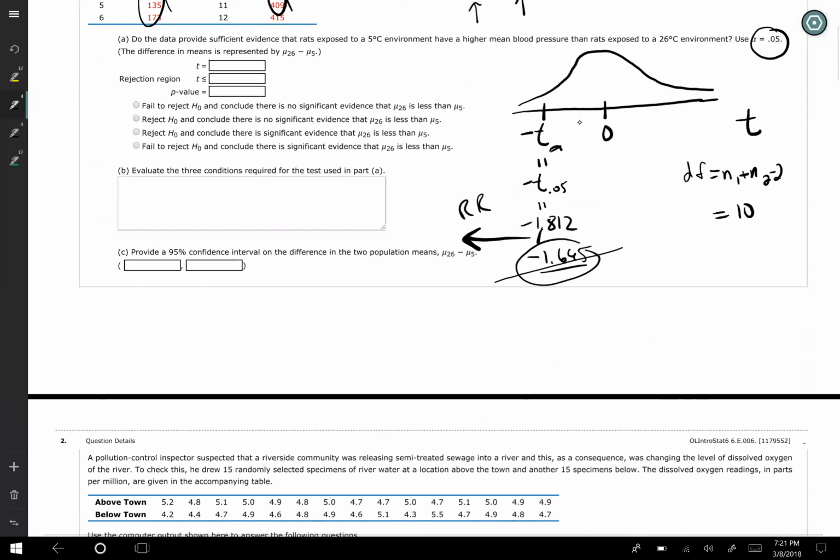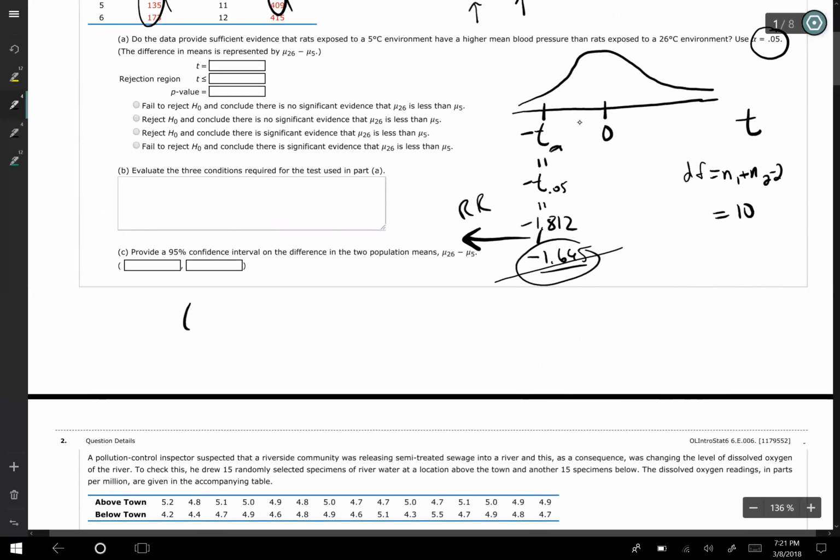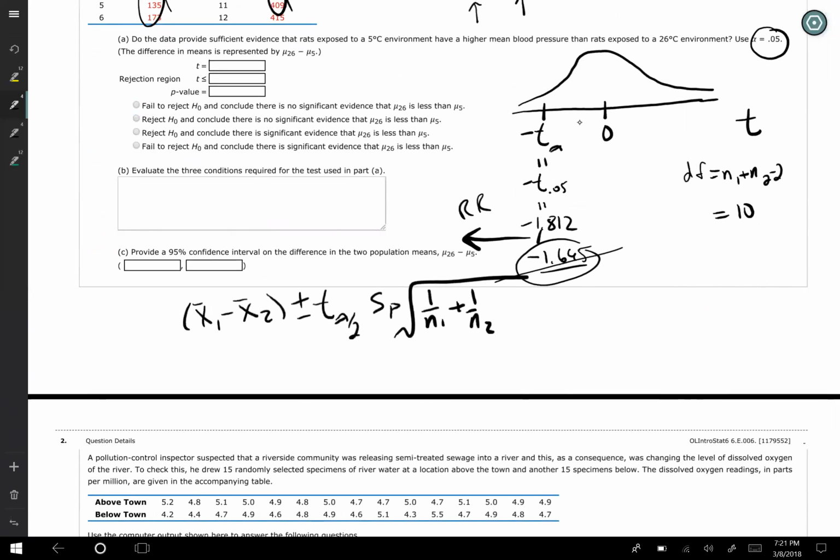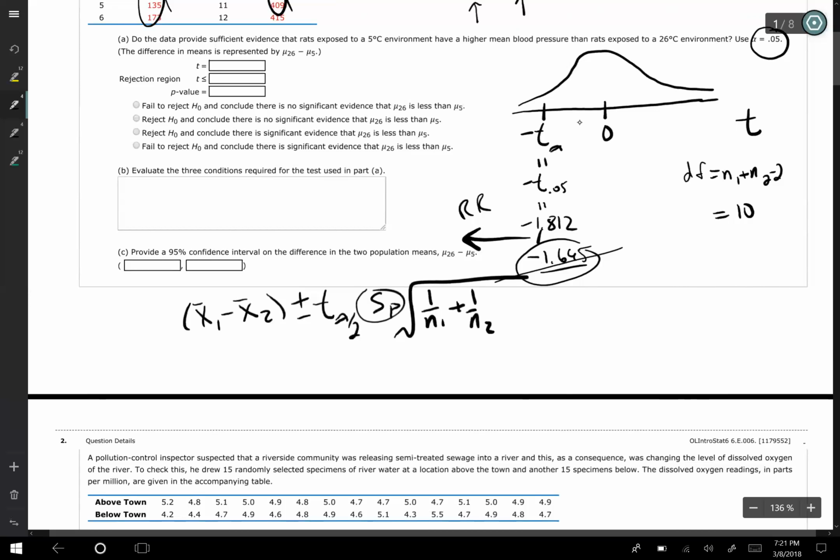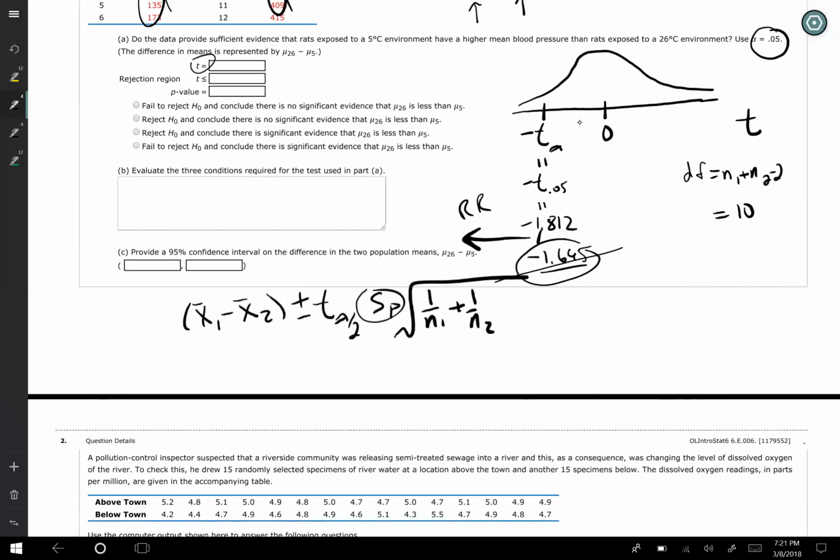So when you set up the confidence interval, just make sure, for this problem, you're going to use this formula here. And that's for the pooled test, which is what we did. And you had to compute this to compute your two test statistics in part A.